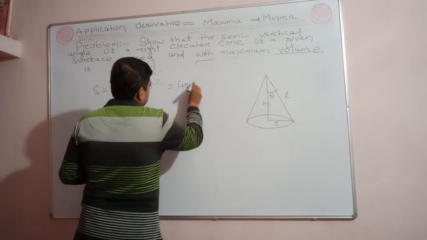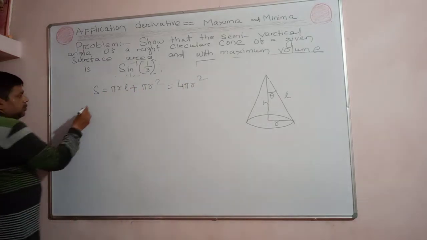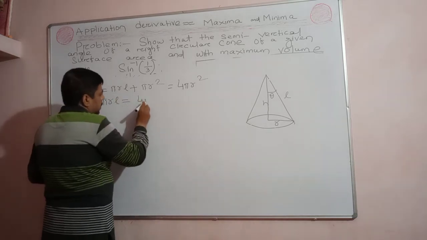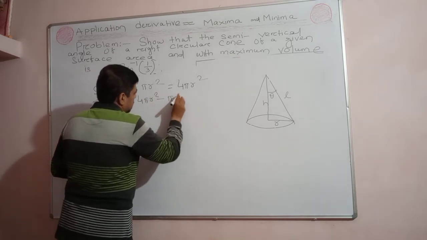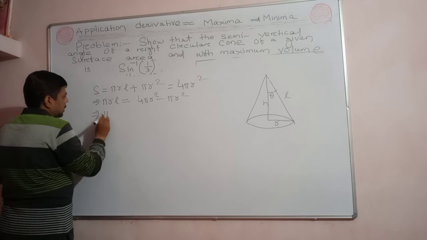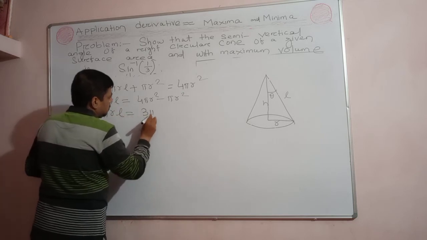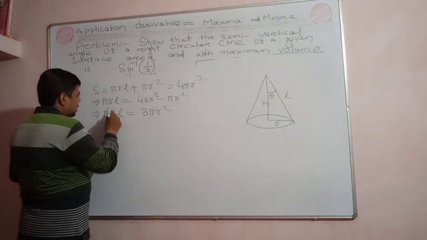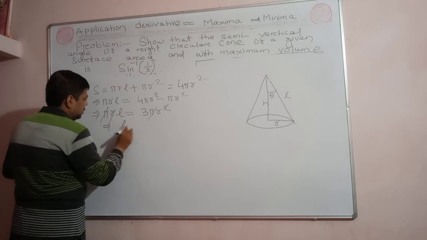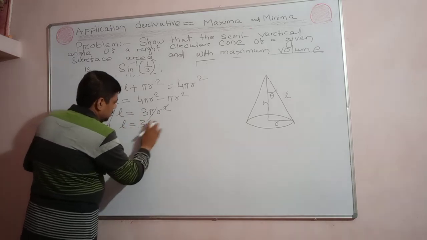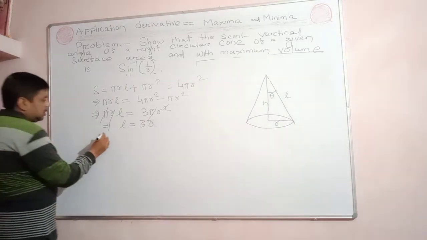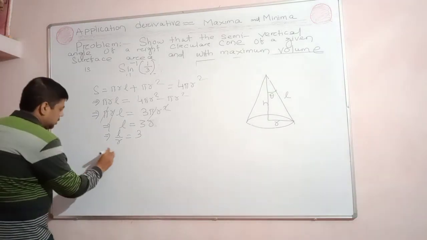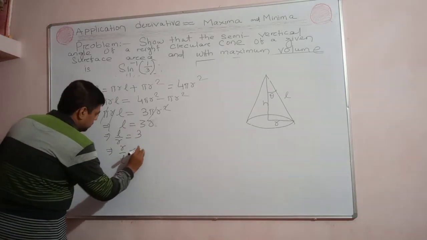So that implies pi r l is equal to 4 pi r square minus pi r square. Yes or no? So pi r l is equal to 3 pi r square. 4 pi r square minus pi r square is 3 pi r square. So pi cancels, r square cancels. That implies l is equal to 3r. If l is equal to 3r, then l by r is equal to 3. If l by r is equal to 3, then r by l, the reciprocal, is 1 by 3.